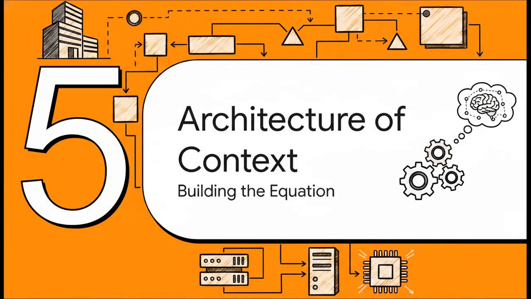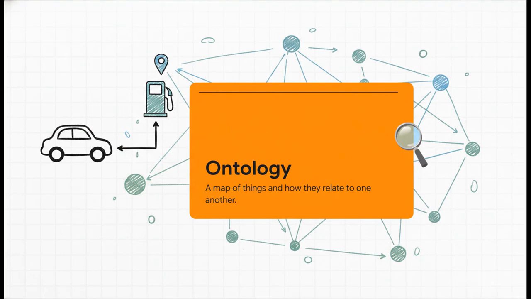All right, let's move into our final section, Part 5, the architecture of context. How do we actually build this? What's the technical blueprint? Building a context graph starts with your first foundational layer, the ontology. An ontology is basically a structural map of things and how they explicitly relate to one another within your system.